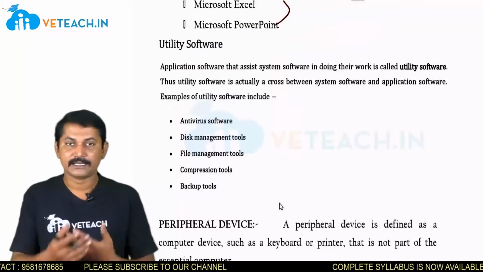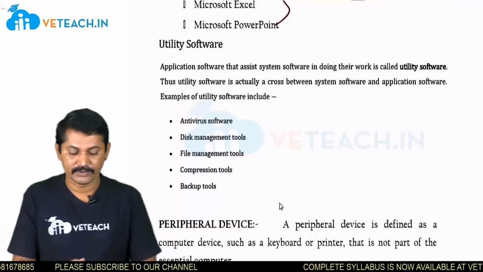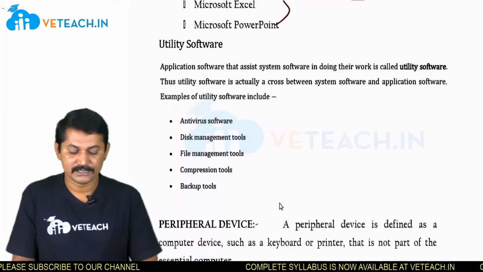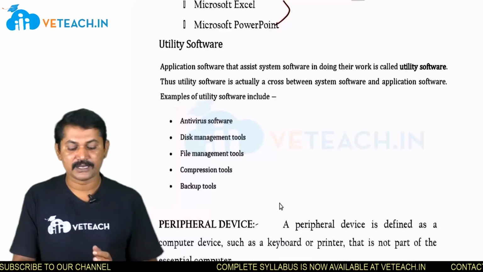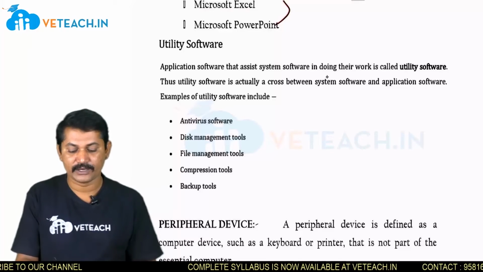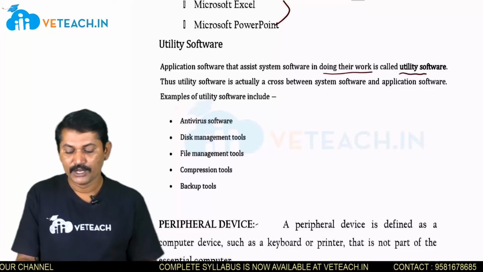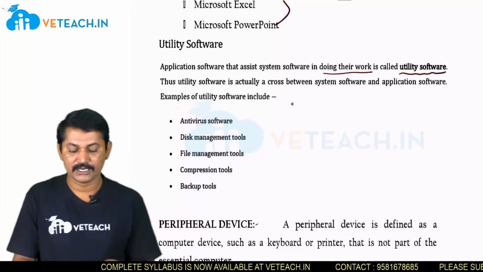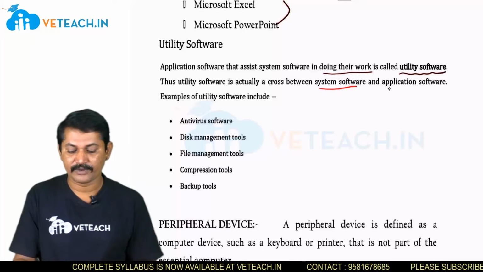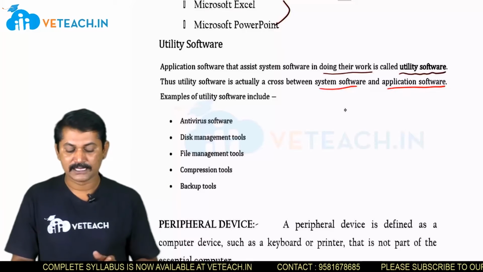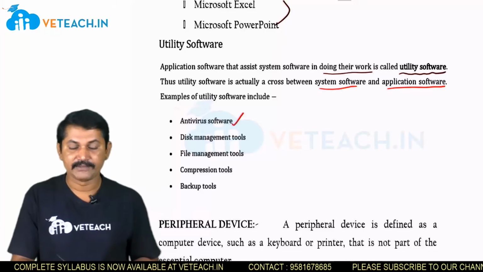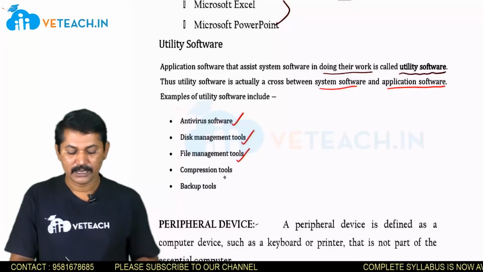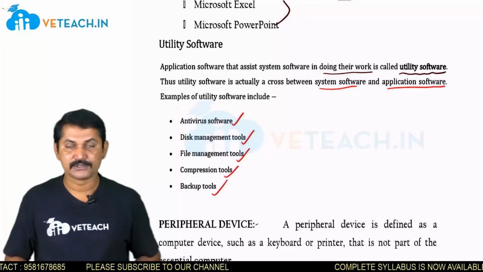Next one is another software, that is utility software. Apart from the system software and application software, another one is there, utility software. Application software that assists the system software in doing their work is called utility software. And thus utility software is actually a cross between the system software and application software. Examples of utility software are antivirus software, disk management tools, file management, compression tools, backup tools.